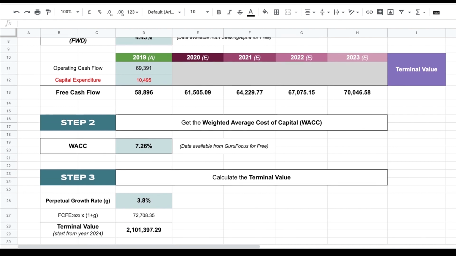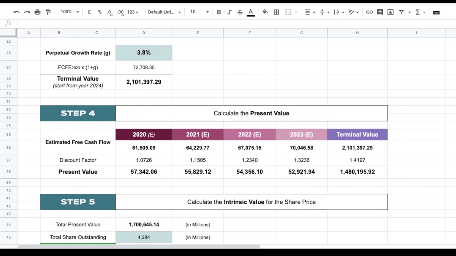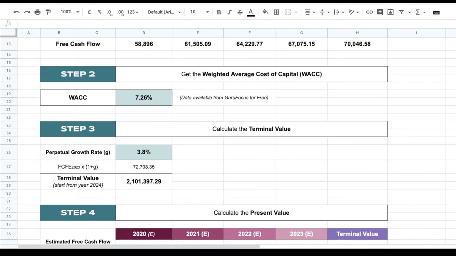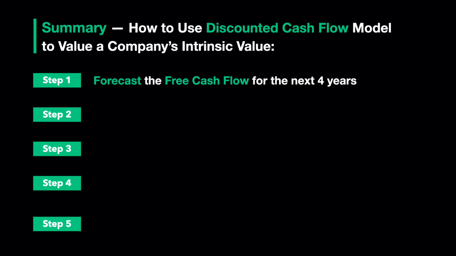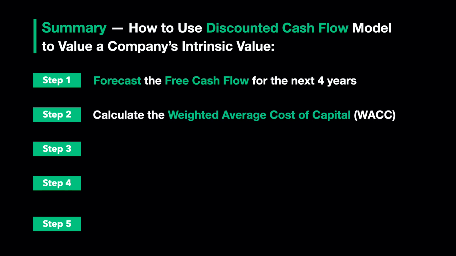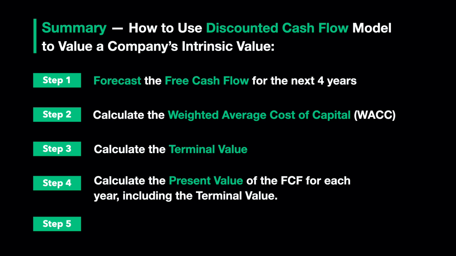Alright, there you have it, the easy 5 steps to build a discounted cash flow model and calculate a stock's intrinsic price to buy. Here's a quick recap. Step 1. Forecast the free cash flow for the next 4 years. Step 2. Calculate the weighted average cost of capital. Step 3. Calculate the terminal value after 4 years free cash flow forecast. Step 4. Add the discount rate to each year and calculate the present value of the free cash flow for each year, including the terminal value. Step 5. Add up all the present values together divided by the total share outstanding. Then we can finally get the intrinsic share price to buy.